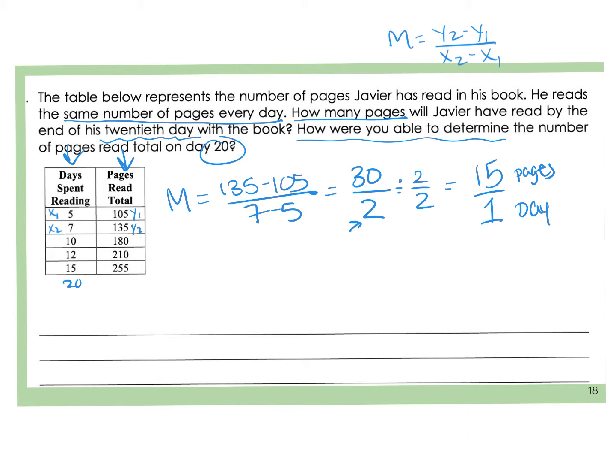I can just do 15 times 20. Because each day he reads, I can do 15 plus 15 plus 15 plus 15, right? But we know that's just multiplication. So 15 times 20, 15 times 2 is 30. Add the extra 0. He will have read 300 pages.